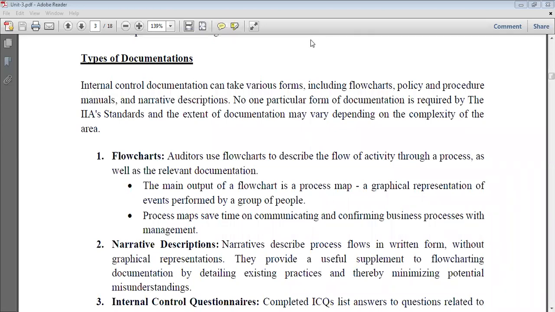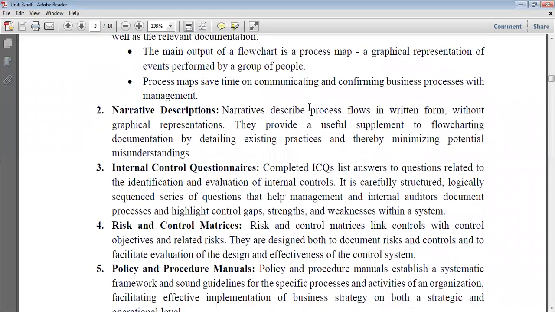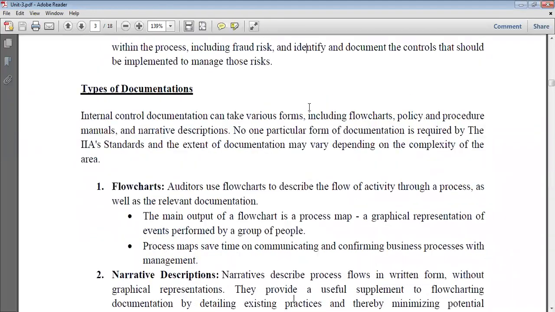There are so many documentation types we have: flowchart basis, narrative basis, internal control questionnaire basis, and another one, risk and control matrix, policies and procedure manual, and sound documentation. So these are all the major types of documentation we have.